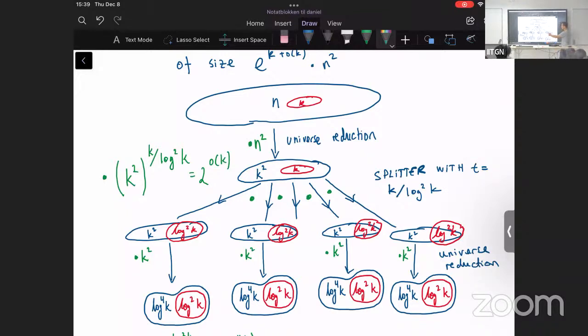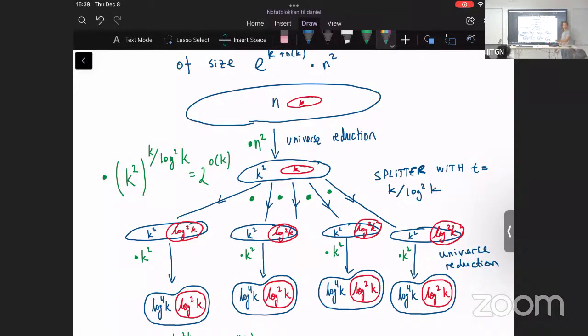Let me do universe reduction one more time on each one of those, because I can. For each one of them, remember, what do I pay? I pay a k squared factor. Well, what is that going to cost me? I'm going to pay k squared again to the power t. So that's the same factor all over again. So that's another sub-exponential factor, so I'm happy to pay it.